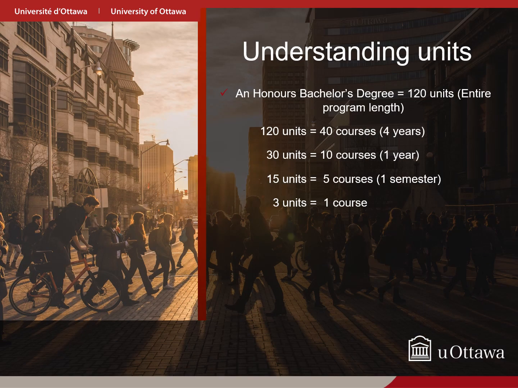With that completed, let's take a look at how the courses on campus actually function. Taking one course will give you 3 units. You're expected to take 5 courses a semester, 10 courses a year, and then 40 courses overall for an honors bachelor degree. That comes out to 3 units, 15 units, 30 units, and then overall 120 units for your entire degree at the University of Ottawa if you're in an honors program.